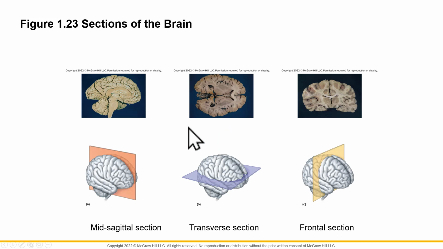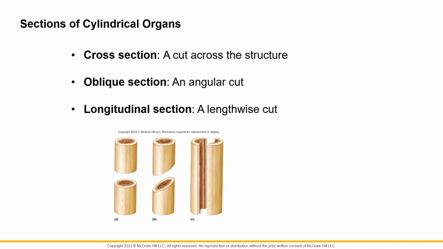So you can take a look at the difference between, here's a brain cut with a mid-sagittal section, a transverse section, and a frontal section. Look totally different. So it depends on what you're trying to look for and what you're trying to look at, which section is used. Other sections that may be used is a cross section.